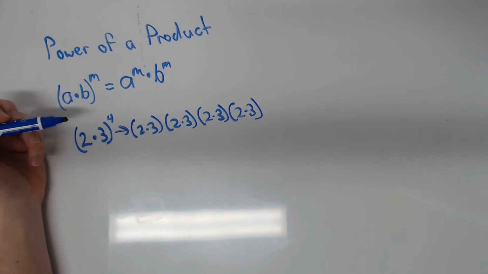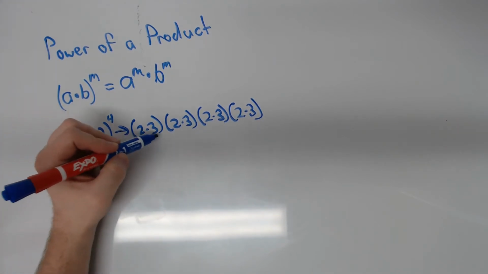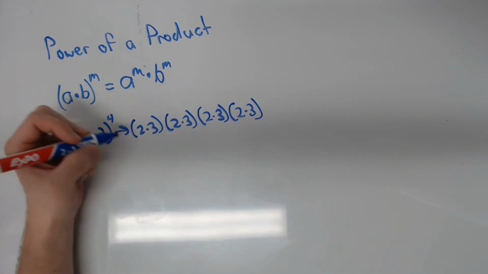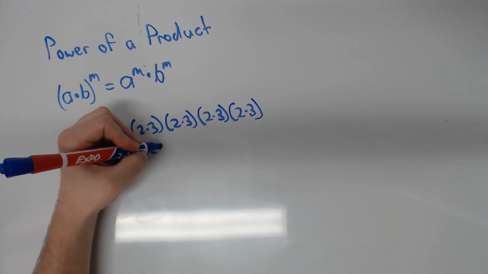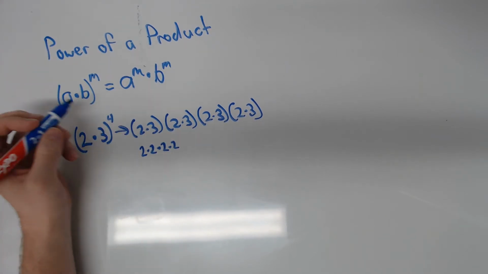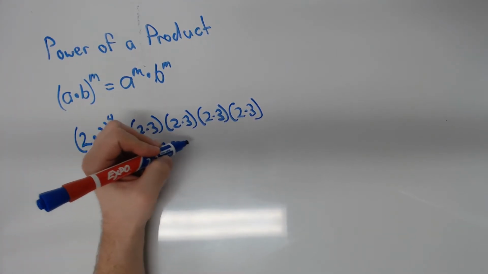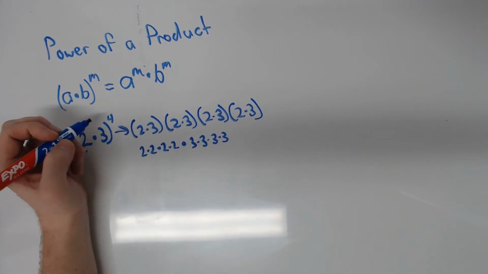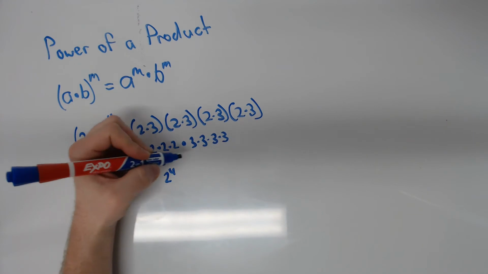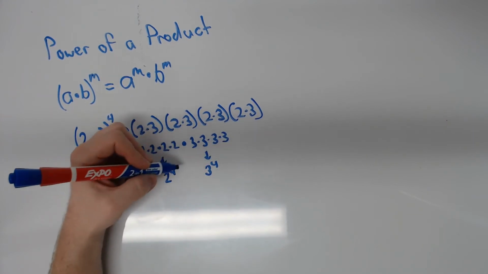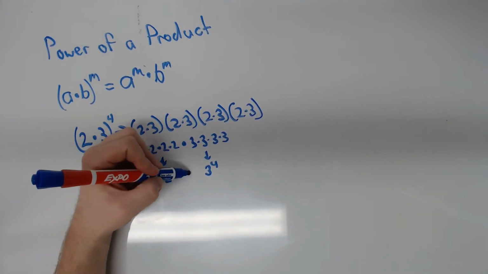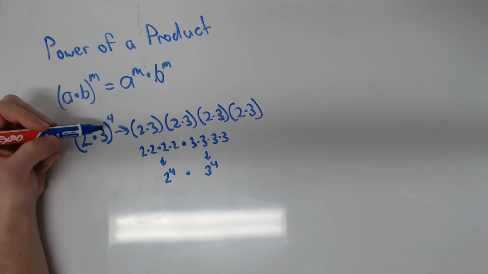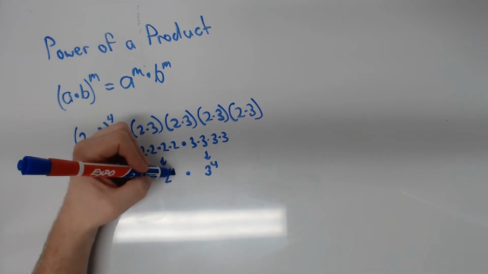Now adding and multiplying can happen in any order. So since these are all multiplied together, I can rearrange what's multiplied by what. 2 times 2 times 2 times 2, because there's 4 2's, times 3 times 3 times 3 times 3. So this becomes 2 to the 4th power. This becomes 3 to the 4th power. And that's what we have up here. When I have an exponent on the parentheses, I should give that exponent to each thing inside the parentheses.